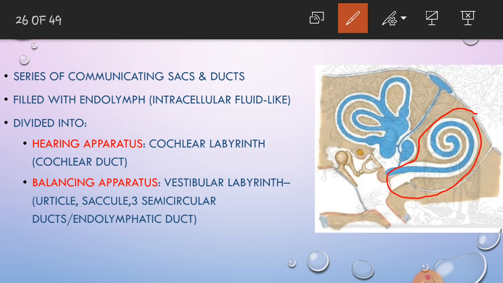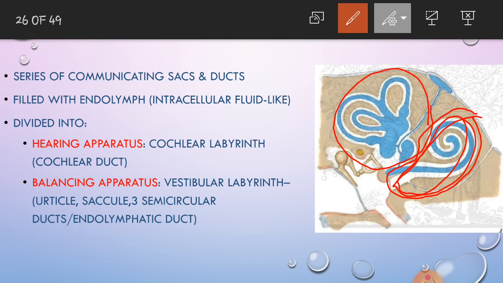This, and the other is the balancing apparatus, the vestibular labyrinth, which is the utricle, the saccule, and 3 semicircular ducts and the endolymphatic duct. Now I'll outline this for you. This is the balancing apparatus, okay, and this is the hearing apparatus, the cochlear labyrinth.